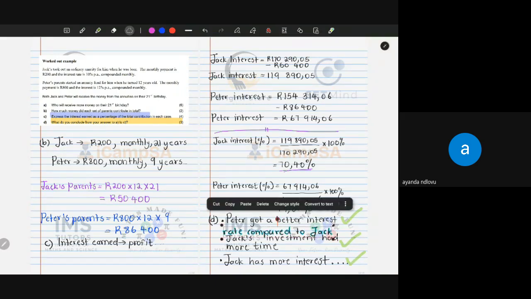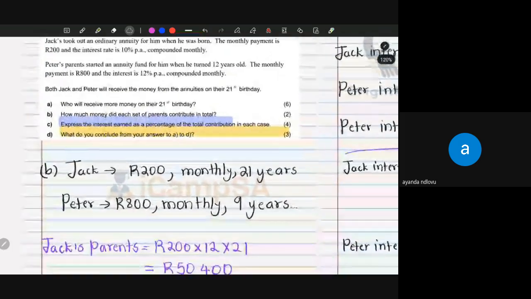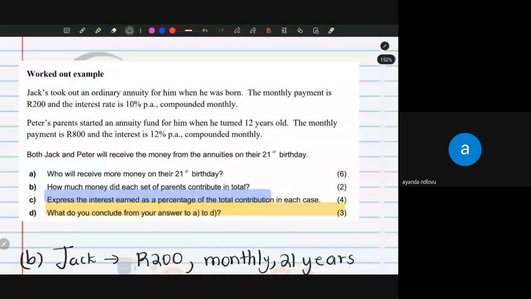Okay. So you know there's a difference between interest and interest rate. If you look at the problem here, do you see that that is why I put in the term rate? Do you see that Jack was given an interest rate of 10 and Peter was given an interest rate of 12? So the rate at which Peter's money was growing was faster than the rate at which Jack's money is growing. Do you understand? Because both of them are compounded monthly. Does that make sense? Yes, sir.